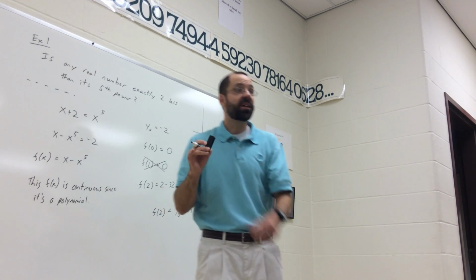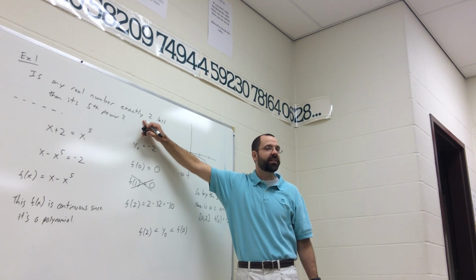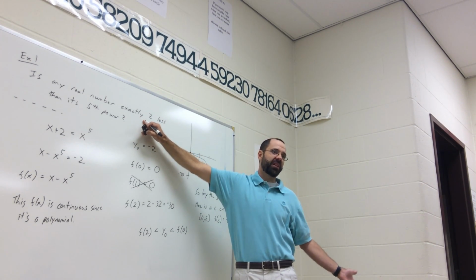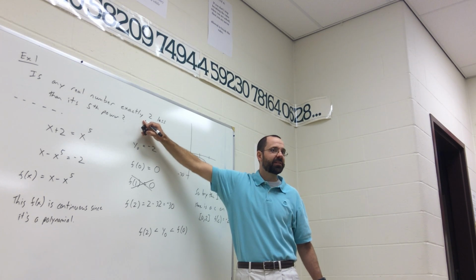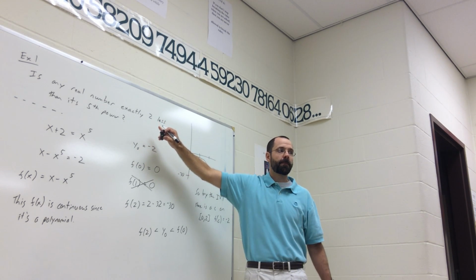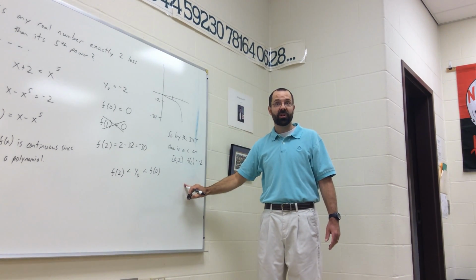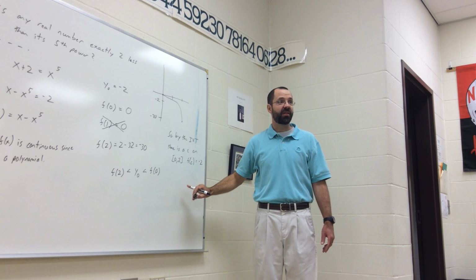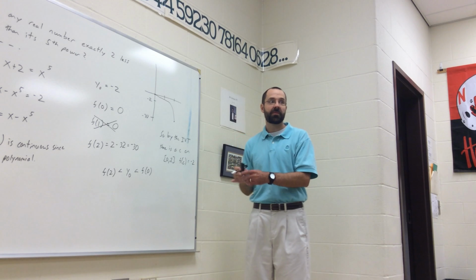But that's okay, because the question said, does it exist? It didn't say find it. Now again, if you had found it, it would prove that it exists. But we proved that it exists without finding it. Okay, so the final answer is there is a number that is exactly 2 less than its fifth power. I didn't find it yet, but I know it exists.